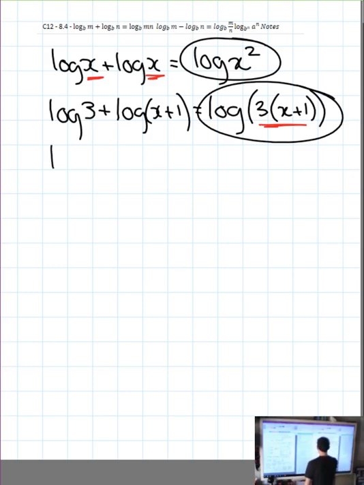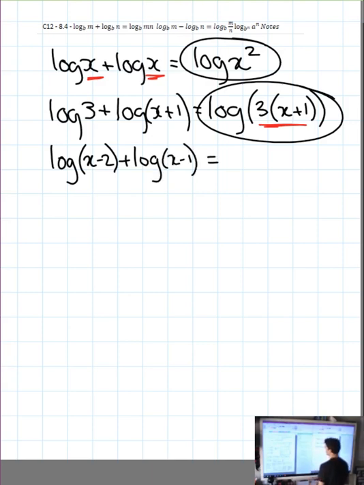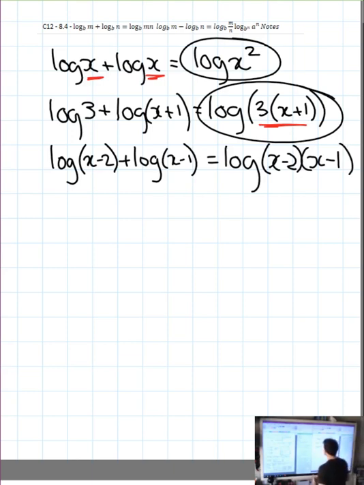Another example of additions: log of (x minus 2) plus log of (x minus 1) is equal to, well, I'm going to turn that into a single logarithm and multiply these together. Excuse me, the plus 1 in the notes won't make a difference, turning into a single log. In the notes, I have actually multiplied out this product of binomials, but it's not exactly necessary.